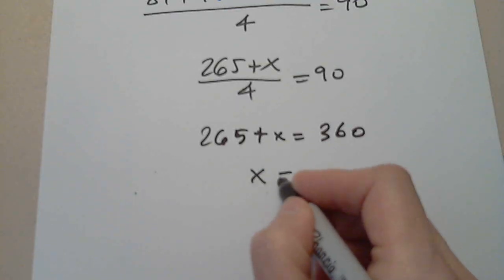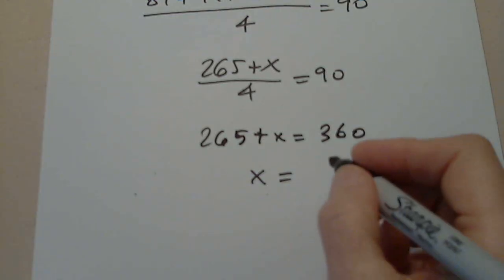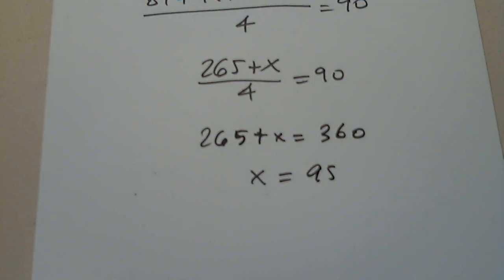And what about now? Minus 265. Good. So 360 minus 265 is 95. 95. Good. Moving on. You can always go back and check, of course, and put it in. Okay.